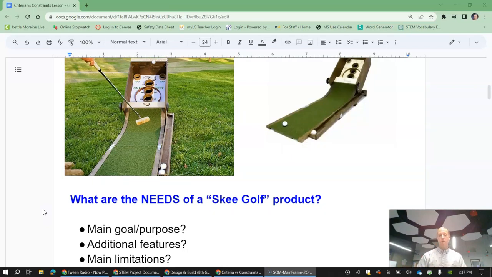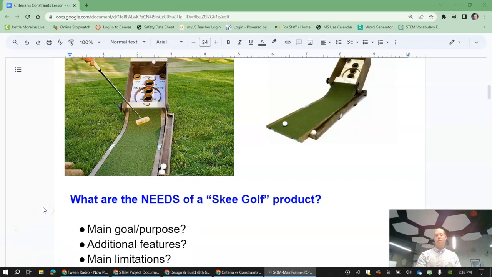Another important thing is to think about what other limitations are being put on our design. So I want you to take about 2 minutes and jot down a couple of ideas on your paper. What's the main goal or purpose? What are the additional features? And what would be the main limitations? What's important is that you tried.